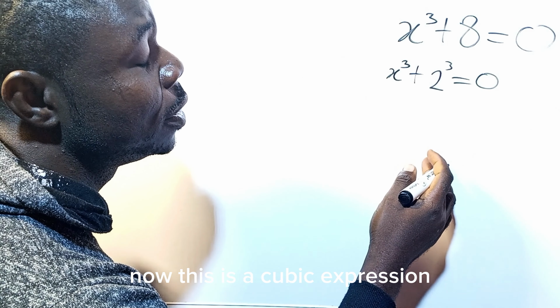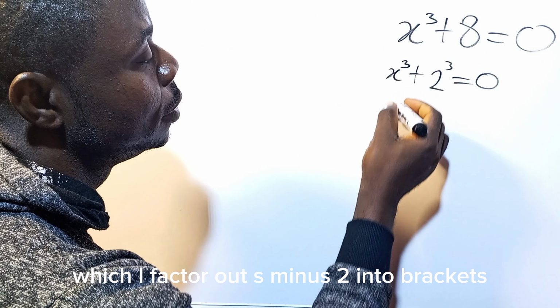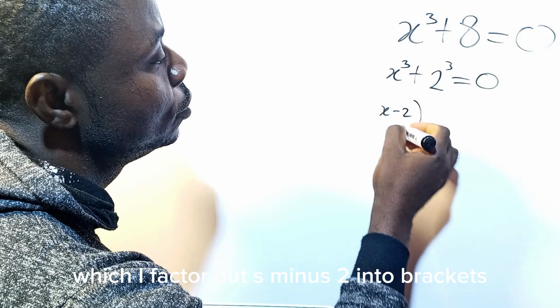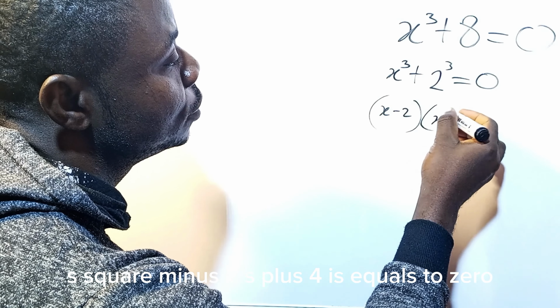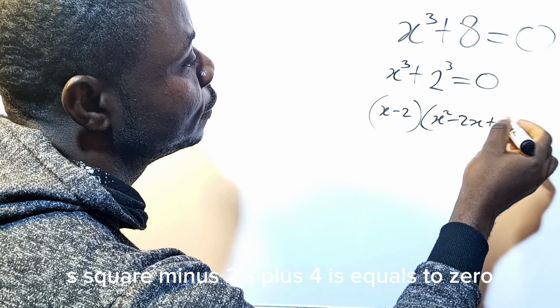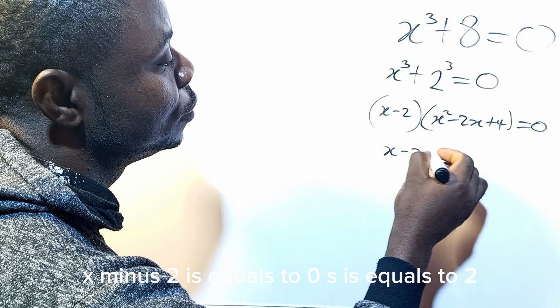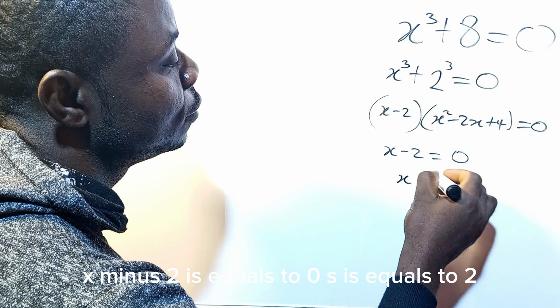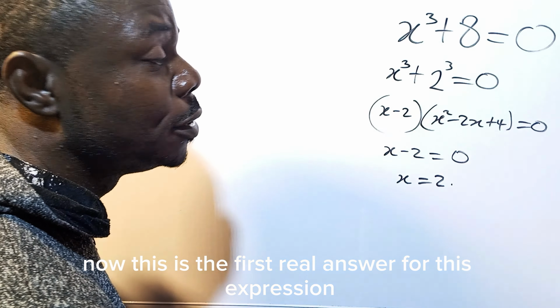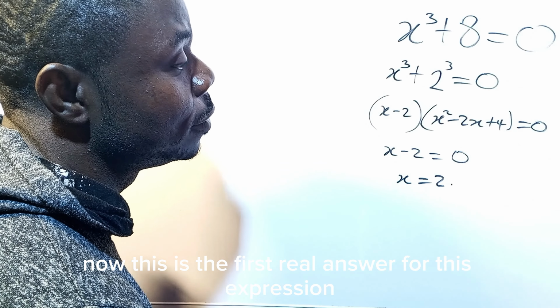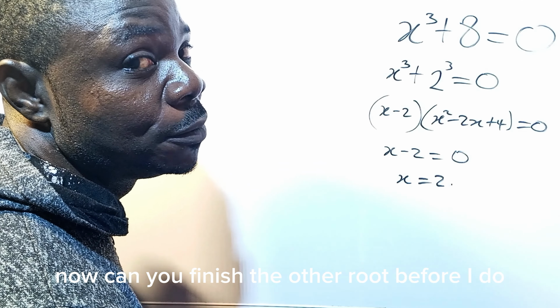Now this is a cubic expression. We shall factorize. S minus 2 into bracket S squared minus 2S plus 4 is equal to 0. S minus 2 is equal to 0, so S is equal to 2. Now this is the first real answer for this expression. Now can you finish the other roots before I do?